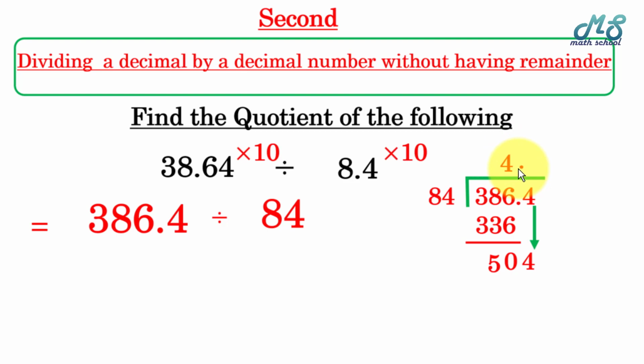We will get 504 divided by 84. You can try 6. It will be the same number. 6 times 84 equals 504. Now subtract, it will be 0. Now the quotient, guys, equals 4.6. So don't forget, guys, if you divide by a decimal number, you have to make it a whole number. How, guys? By multiplying it by 10, 100, 1000 according to the decimal places, as we studied before.